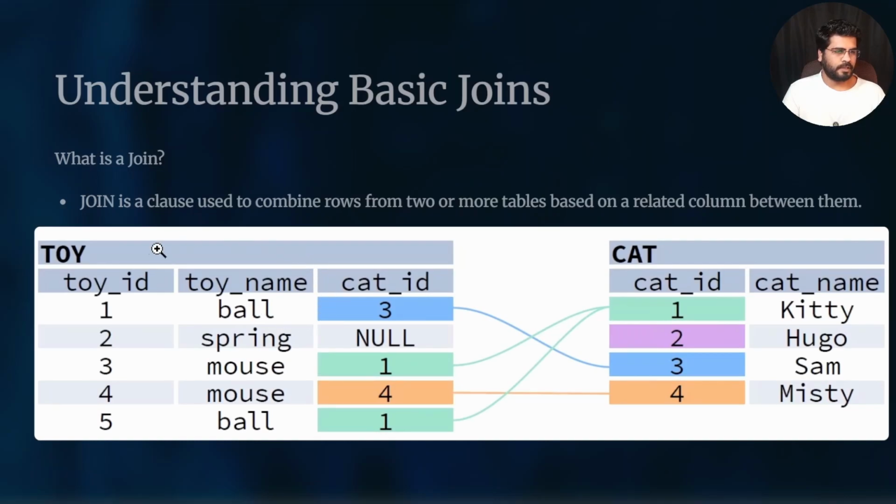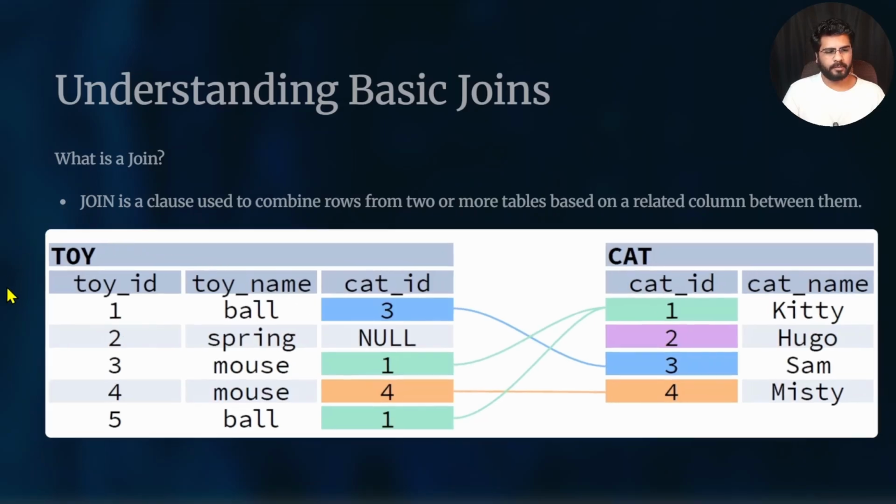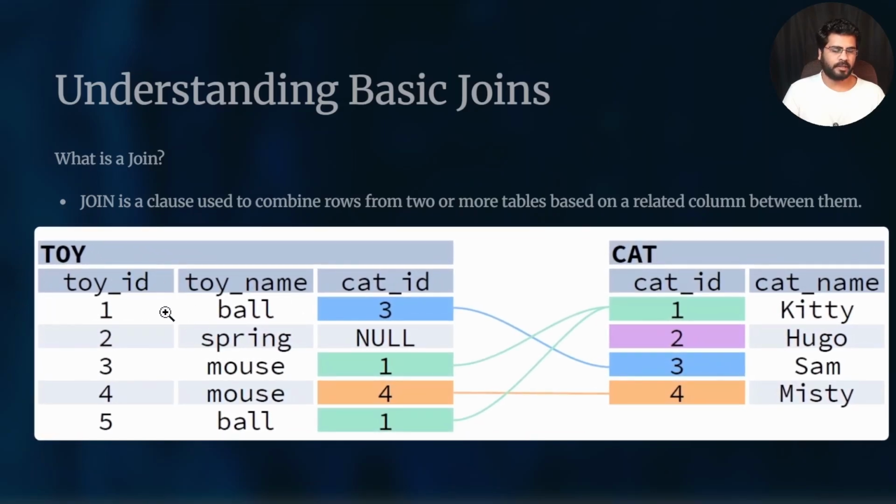So here if you see, we have two tables. One is a toy table and the other is a cat table. The toy table contains the toy ID as the primary key, the toy name and the cat ID as the foreign key. The cat table contains cat ID as the primary key.